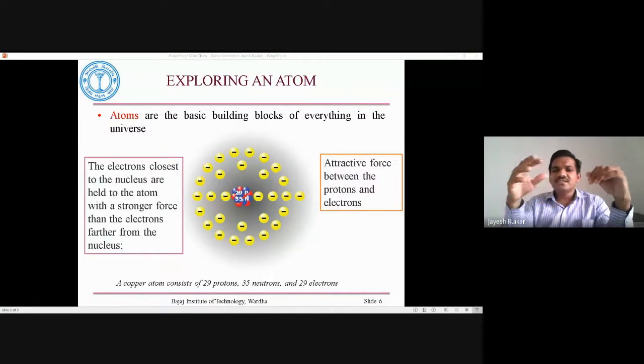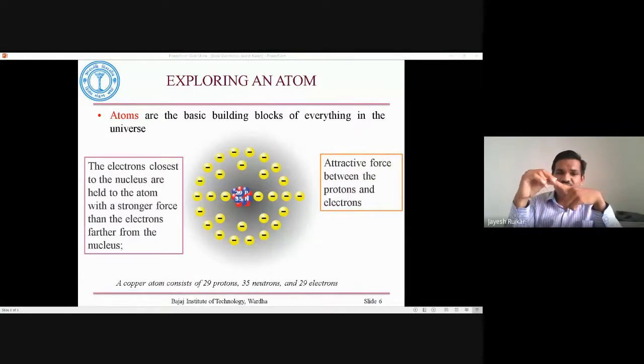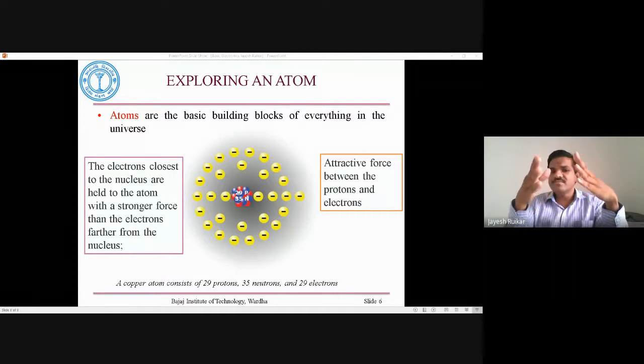Okay, you can see that in the helium atom there are 2 protons and 2 electrons, whereas the copper atom has 29 electrons and 29 protons. Now we'll talk about that attractive force. The attractive force is between the proton, which is positively charged, and the electrons, which are negatively charged. As we have already seen, positively charged particles attract negatively charged particles, so there must be an attractive force.